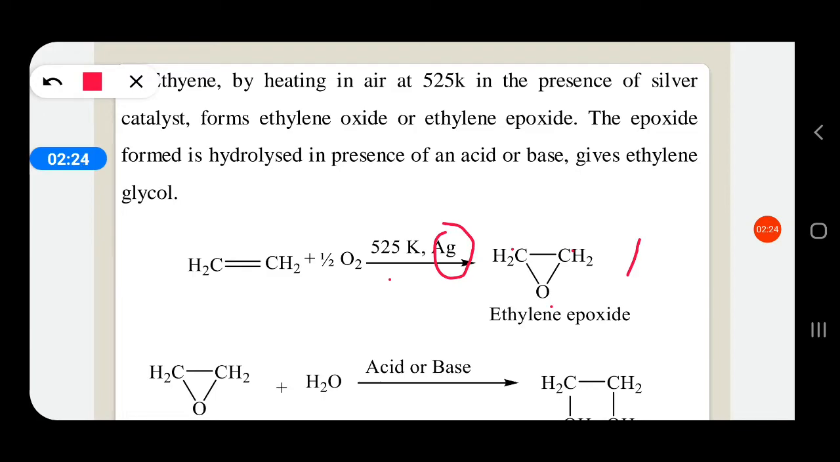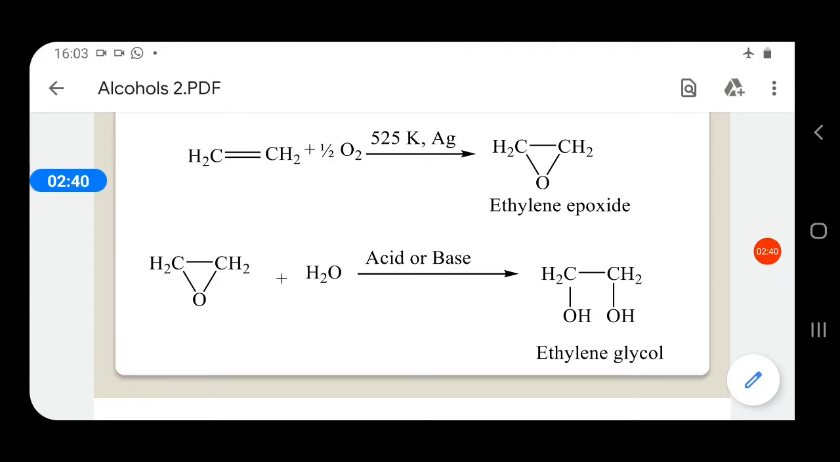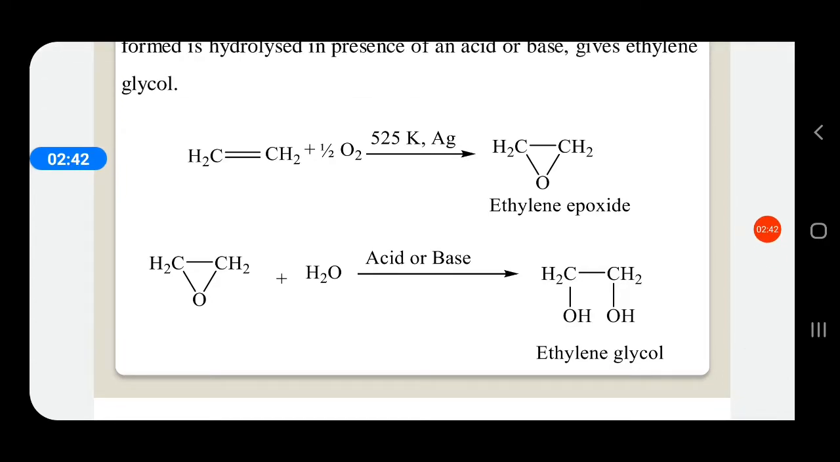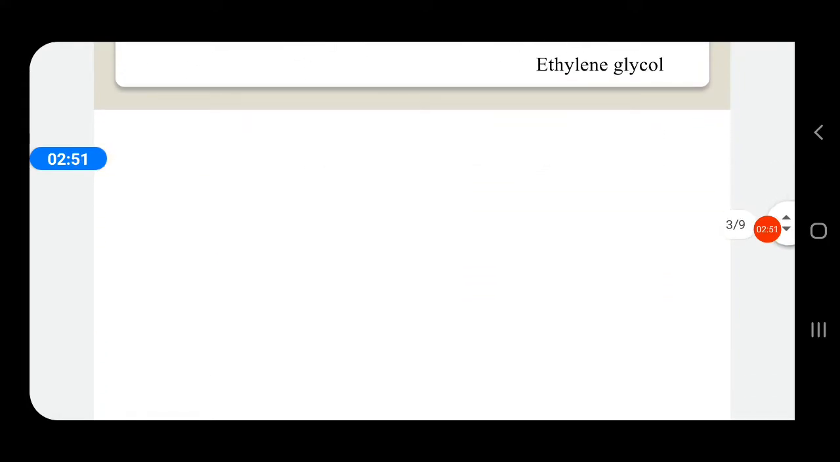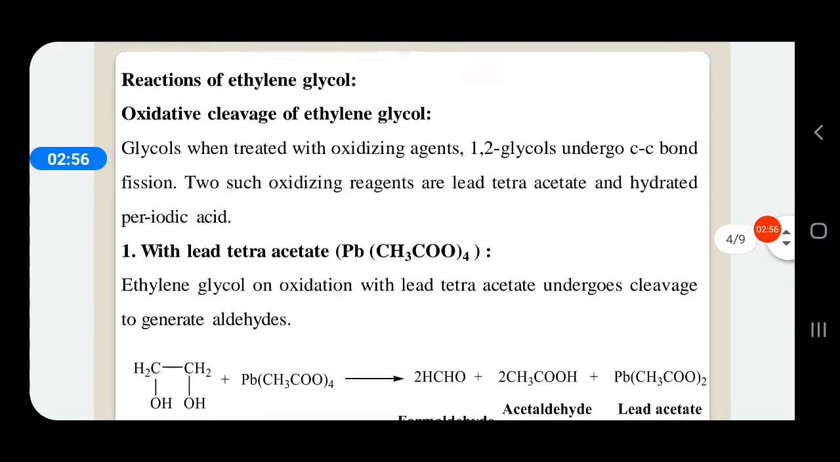This epoxide on hydrolysis in presence of acid or base gives ethylene glycol. These are the two methods by which glycol is prepared from ethene. Let us see the reactions of ethylene glycol.